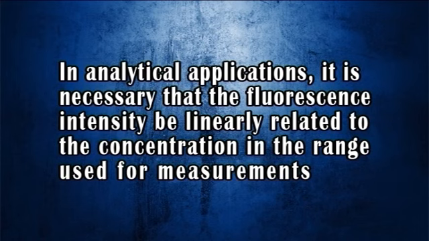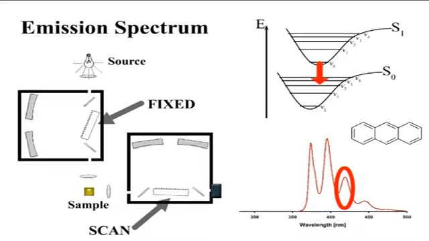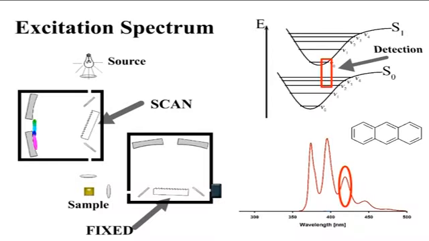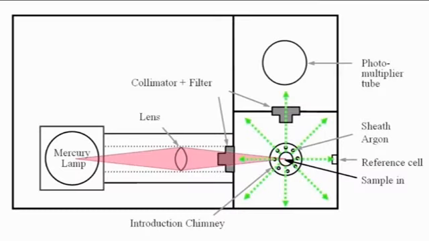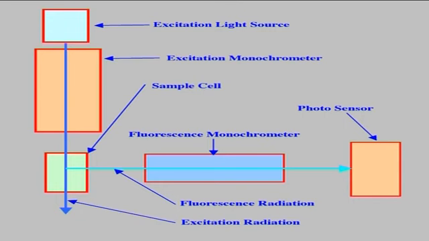In analytical applications, it is necessary that the fluorescence intensity be linearly related to the concentration in the range used for measurements. But if a solution is too concentrated, a significant part of the incident light is absorbed by the substance near the cell surface, thus resulting in a reduction of the light reaching the center. That is, the substance itself acts as an inner filter. Fortunately, fluorescence spectrophotometry is inherently a very sensitive technique and concentrations of 10^-5 to 10^-7 moles per liter are frequently used.